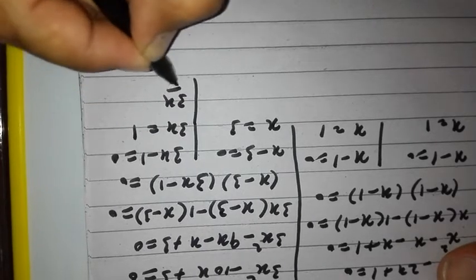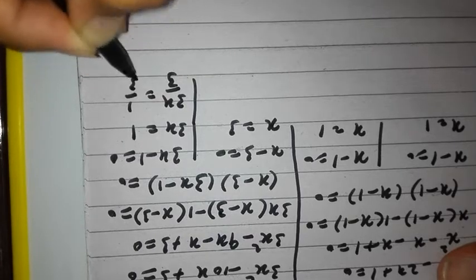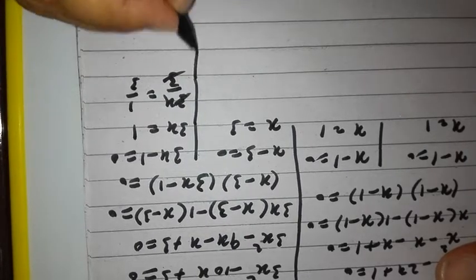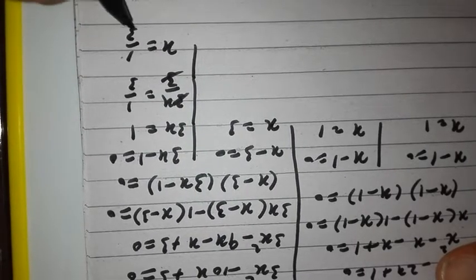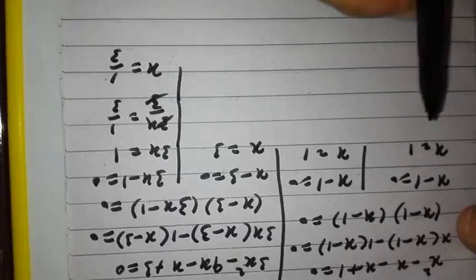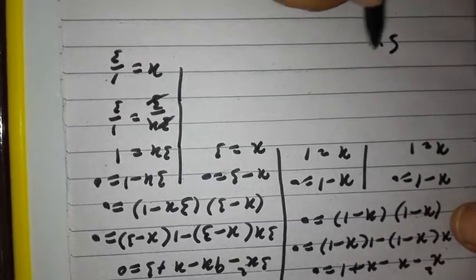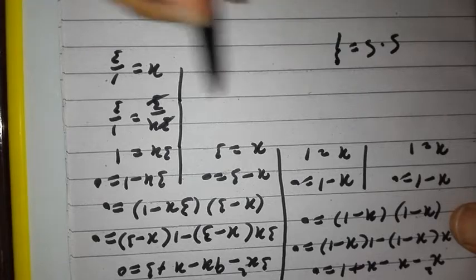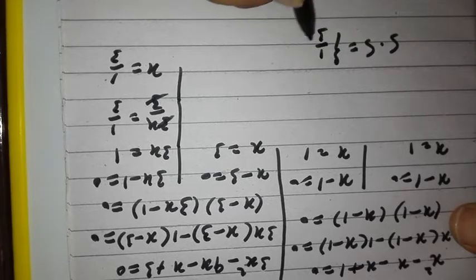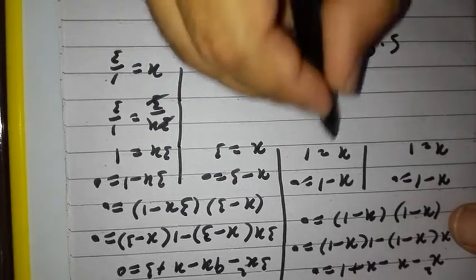Now divide both sides by 3. This 3 cancels with this 3. We get x equals to 1 by 3. Now look, the solution set is 1 by 3, 1 and 3.